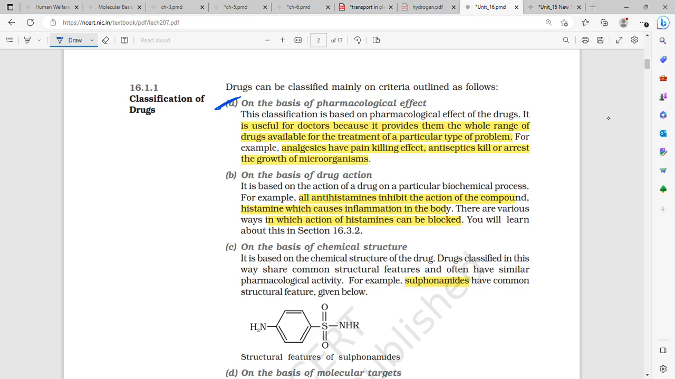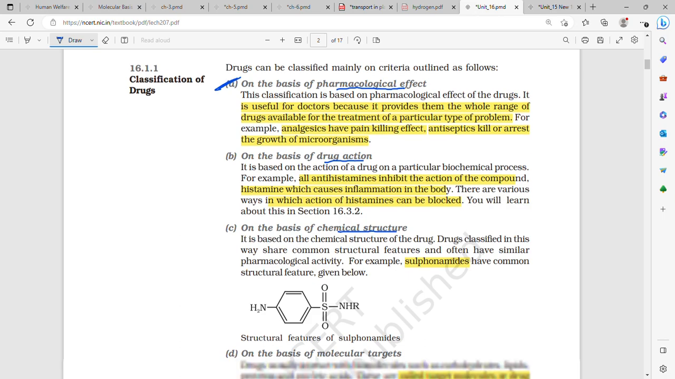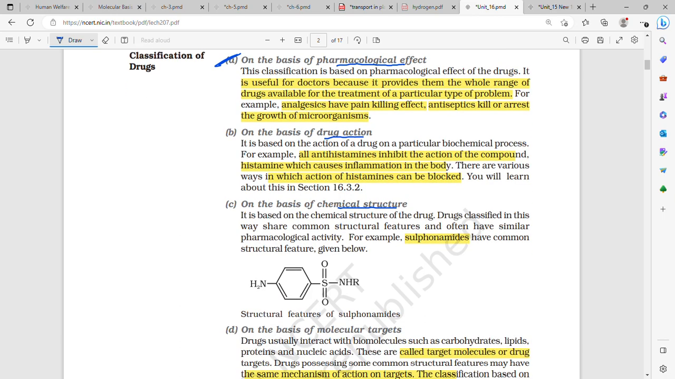Drugs are classified on the basis of pharmacological effect, drug action and chemical structure. This classification on pharmacological effect is useful for doctors because it provides them the whole range of drugs available for treatment of a particular type of problem. For example, analgesics have a pain-killing effect. Antiseptics kill or arrest the growth of microorganisms.